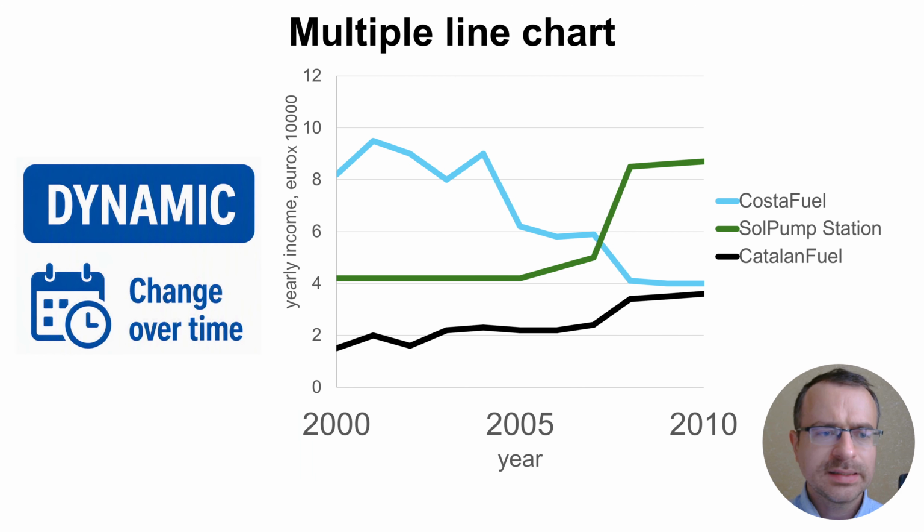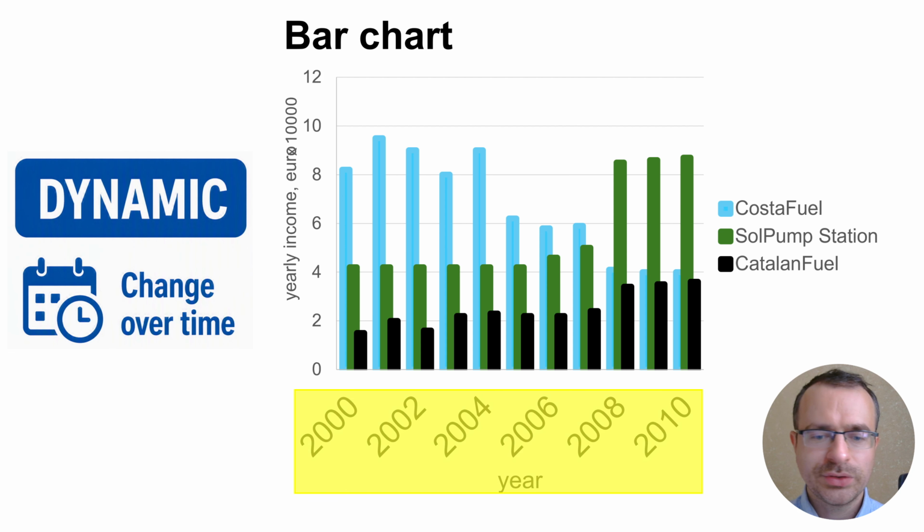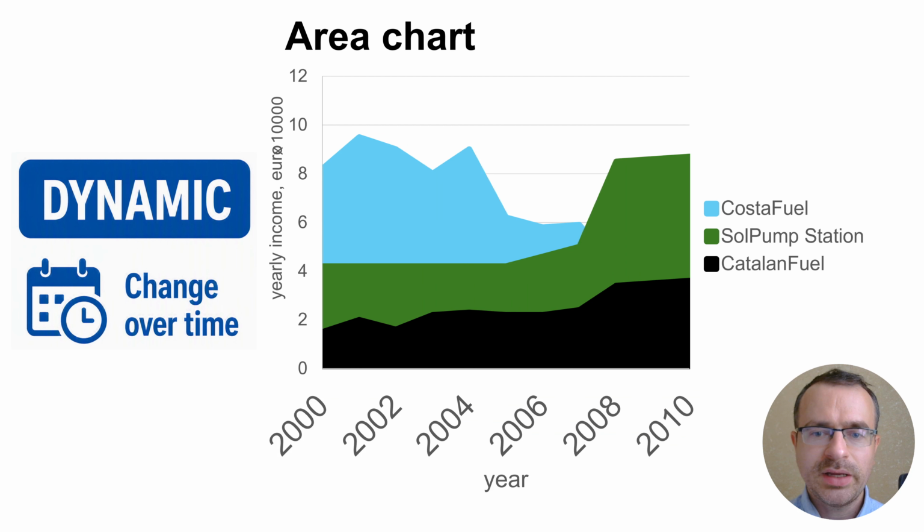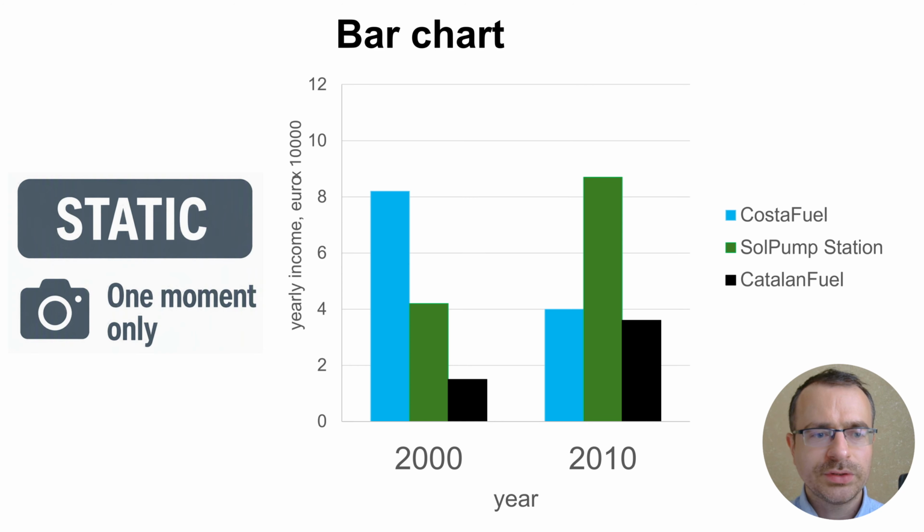So the next example of the dynamic chart is the multiple line chart. Here we have the same idea, continuous axis. If you see the continuous axis, there is dynamic chart. The bar chart, the same idea, same years. Area chart, absolutely no change here. It's the same dynamic chart. However, for the static charts, we have a different situation.